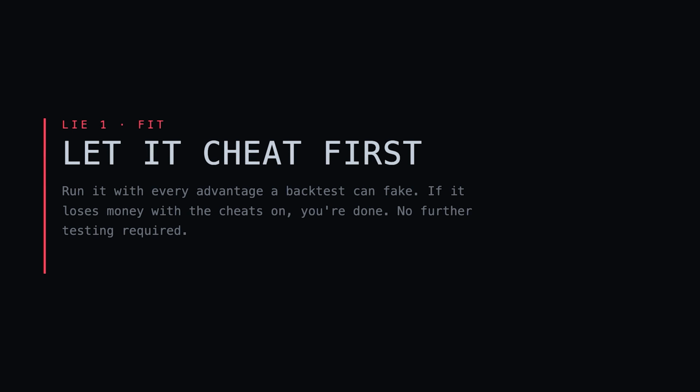The first lie is fit. So how do we test this? We let the backtest use every advantage. We turn commission to 0. We fill on every touch, at every signal close. And then we run this strategy with these advantages that the backtest can fake. If it still loses money, you're pretty much done here. There's nothing else to check. And it's easy. You could run that one tonight.